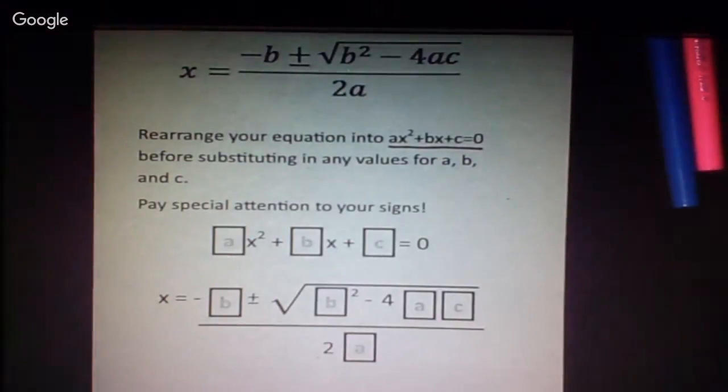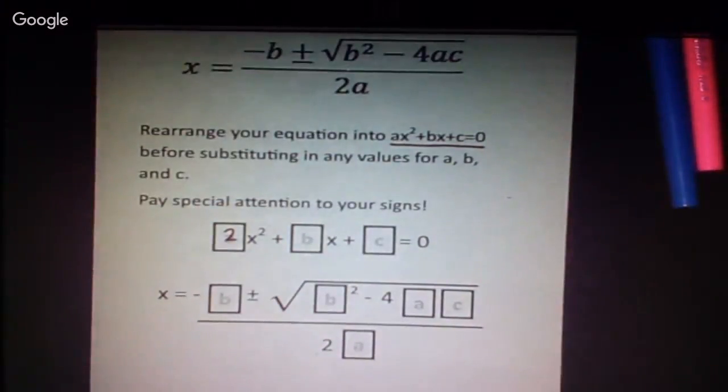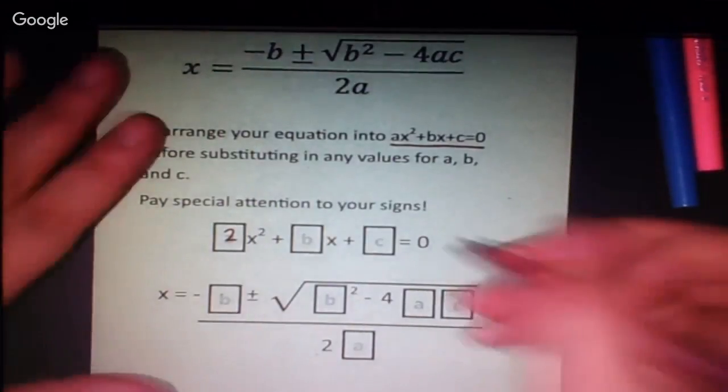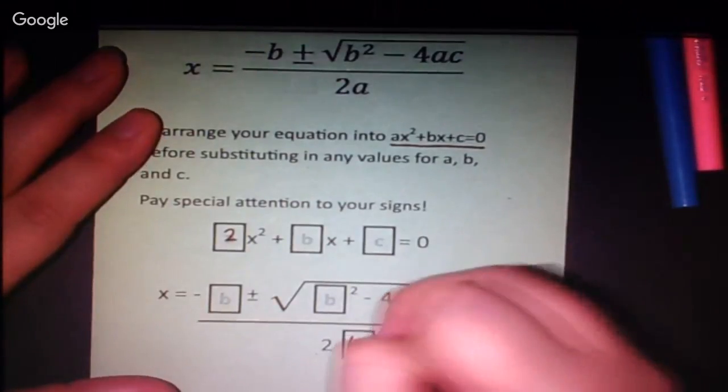Your x squared terms have to be on one side with your x as well as your constant. Please pay special attention to your signs. So if I have a 2 in front of x squared, those 2's replace all of your a's in your quadratic formula. So we plug in a 2 here and a 2 here.